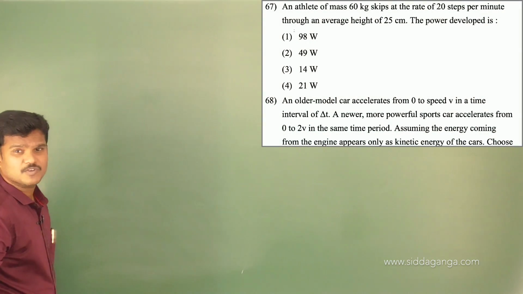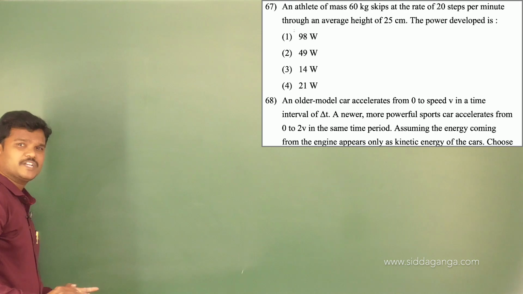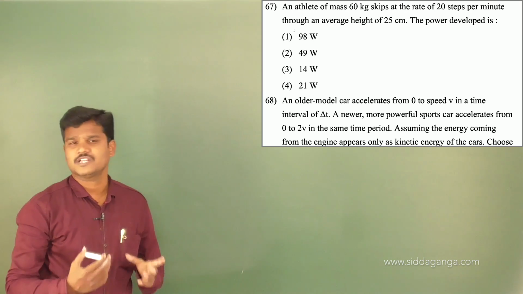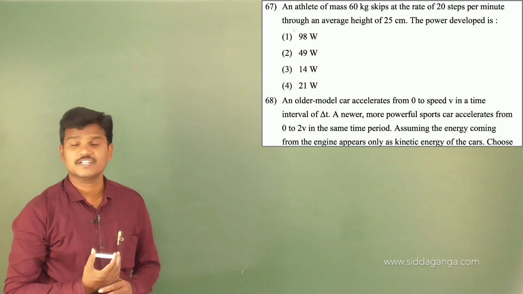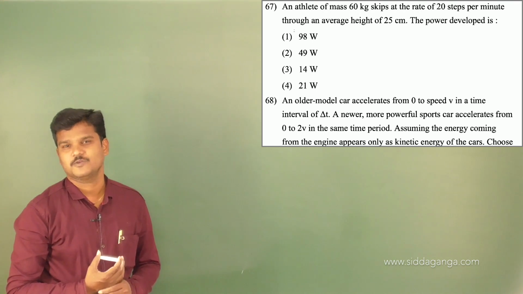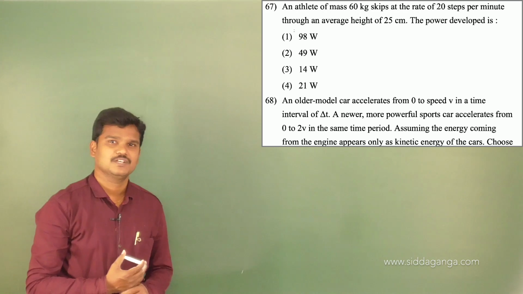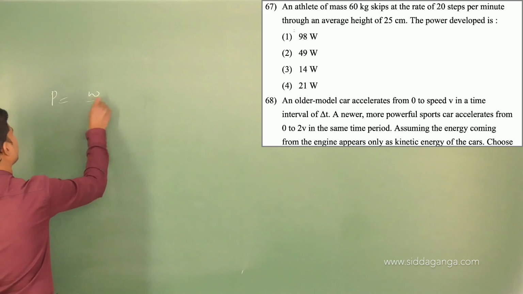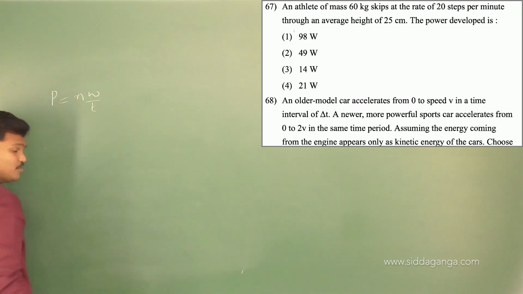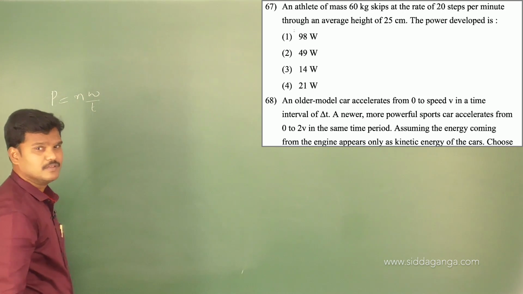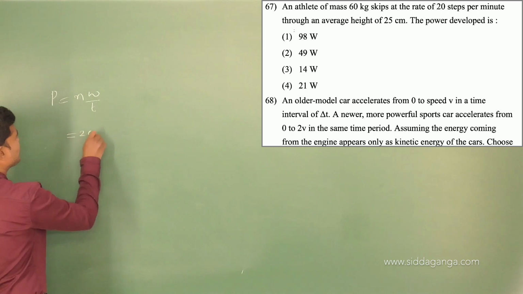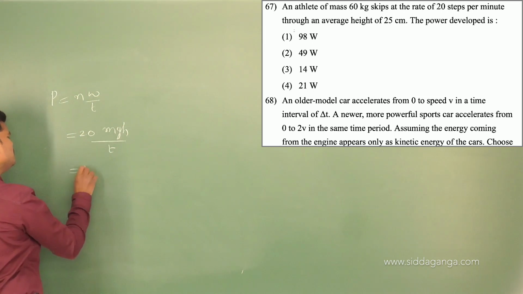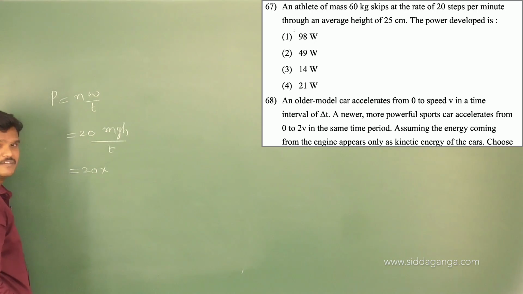I hope you remember the power formula. Power is nothing but work by time. The athlete moves through a height, so work is done in the form of potential energy. For one step, power is work done by time. For n steps, nW by t. How many steps are given? 20. And W is mgh, so power is n mgh by t.